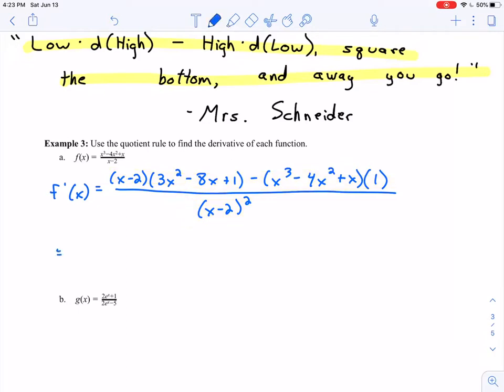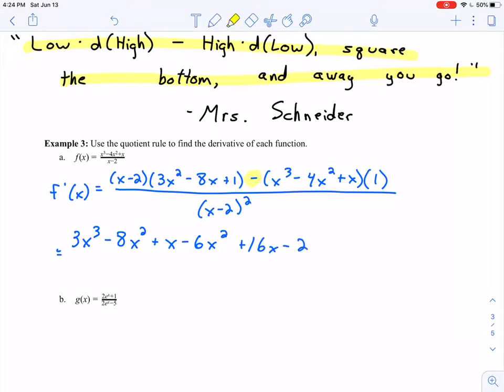So the numerator, I do have a little bit of multiplication, and here I chose my problem poorly. I have kind of an ugly multiplication to do, but that's okay. We can do it real quick. I should have 3x cubed minus 8x squared plus x minus 6x squared plus 16x minus 2.